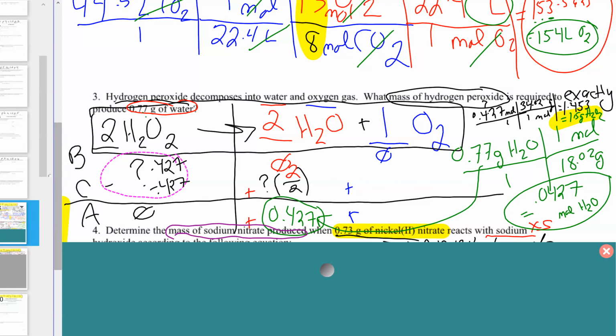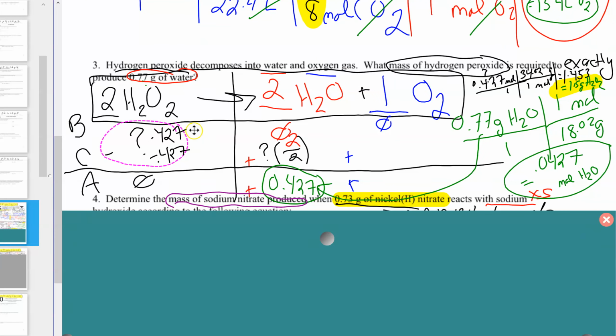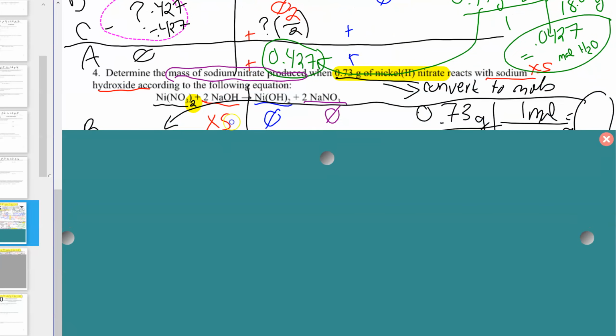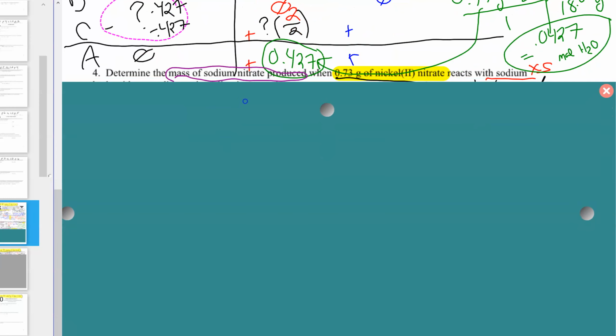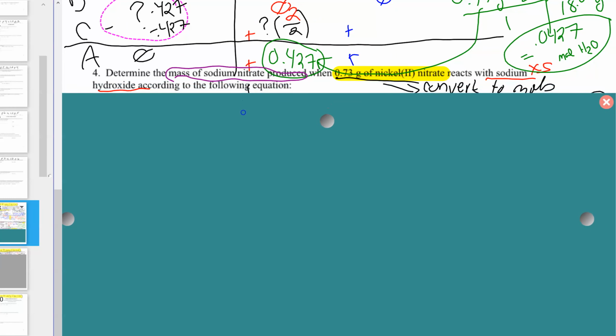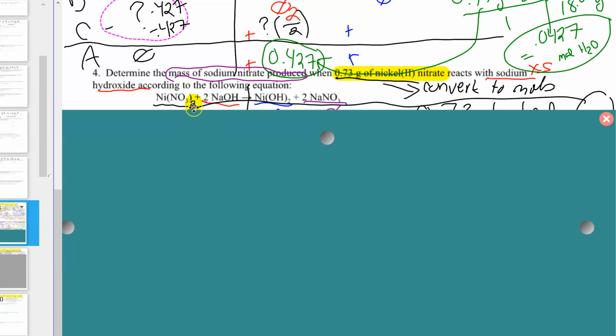Okay, one more problem on this page. We need to determine the mass of sodium nitrate produced when 0.73 grams of nickel 2 nitrate reacts with sodium hydroxide. We're going to say excess, or there's going to be at least enough of sodium hydroxide, according to the following equation. There is a typo right here. We know that this is nickel 2 nitrate, so if you go back to our naming rules, nickel 2 is a 2 plus, nitrate you've memorized is a 1 minus. Do your crisscross, the formula should be Ni(NO3)2, okay? So make sure you put the little 2 outside.